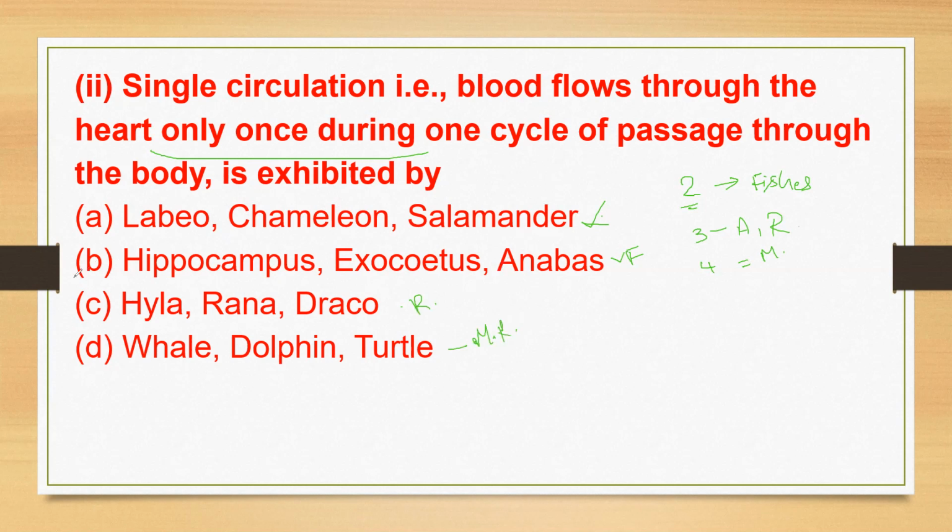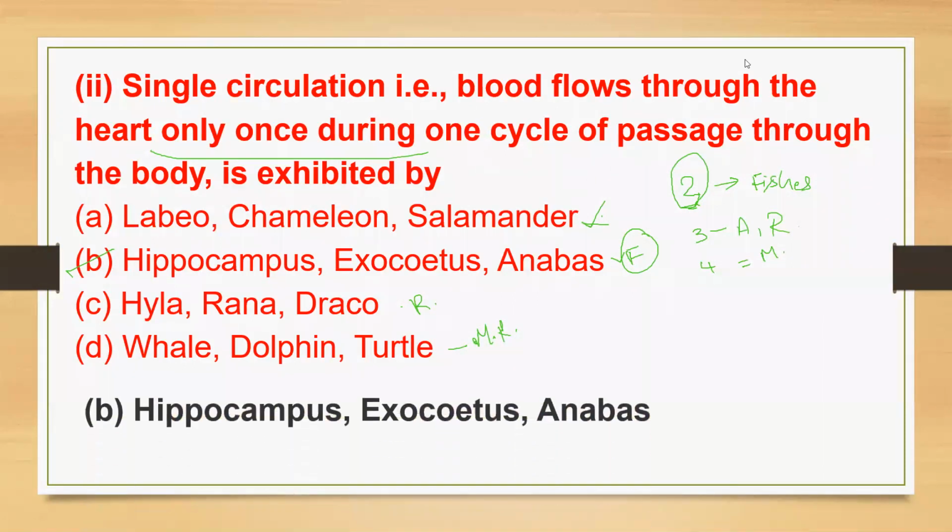That's why option B is correct, because these three animals come under the category of fishes. Fishes have a two-chambered heart. There is a possibility to pass only one time during one cycle of the transport system, meaning the circulation of blood. Okay, what is the correct answer? B is the correct answer. Let's move to another question.